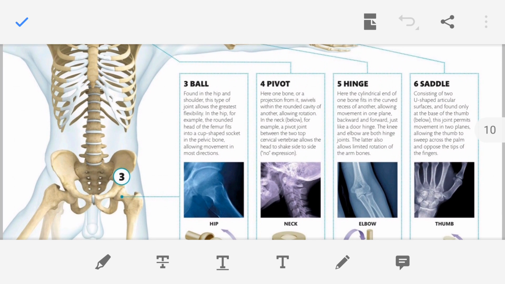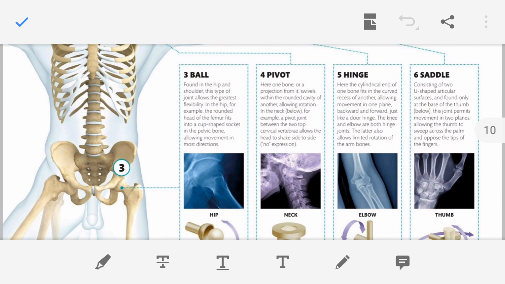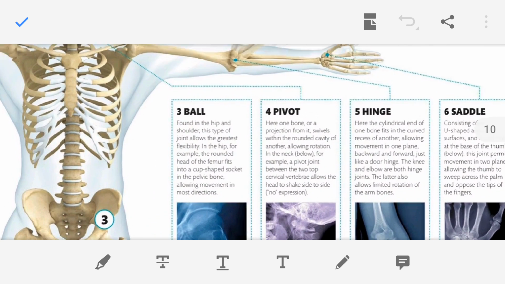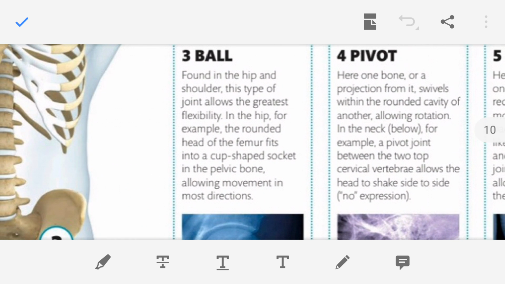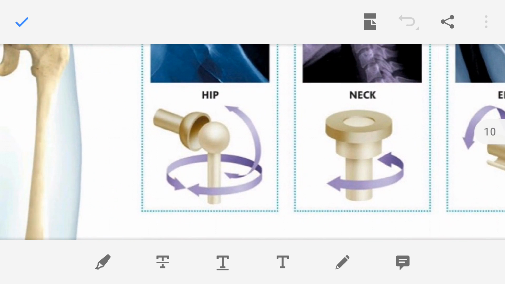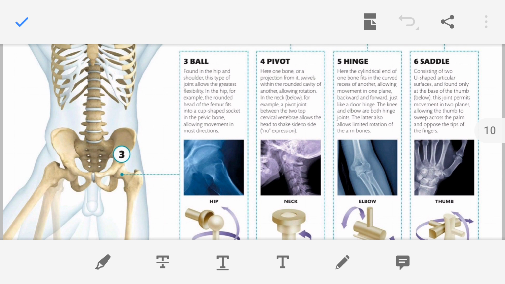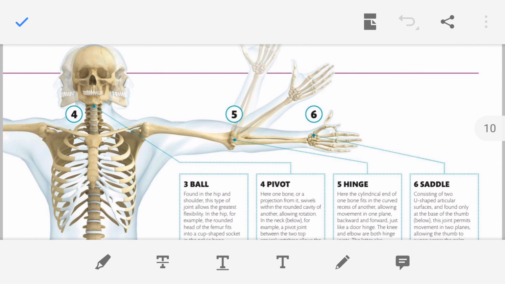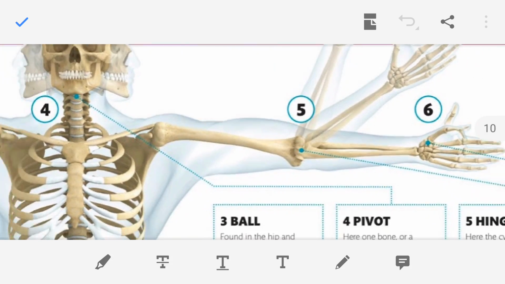For example, the hip joint. So the hip joint is a ball and socket joint. This is the hip joint. Then pivot, where exactly the pivot joint is present.